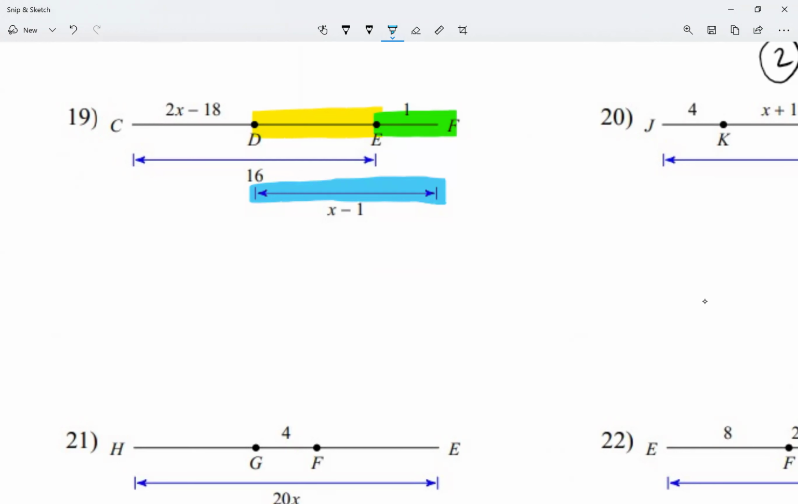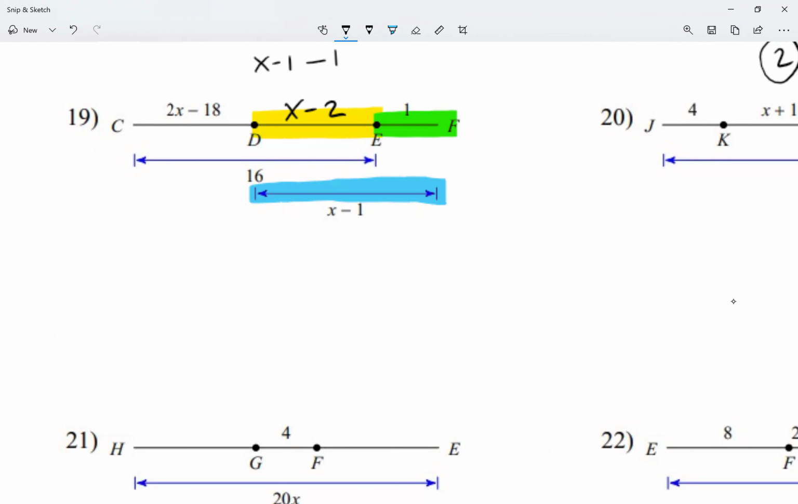Okay, remember how I said that when you're trying to find a small segment, you're going to subtract the big segment minus the other small segment. So in this case, let me go x minus 1. That's the big segment minus 1, which is the green segment. So I'm going to call this x minus 2, right? Because -1 and a -1 is -2.